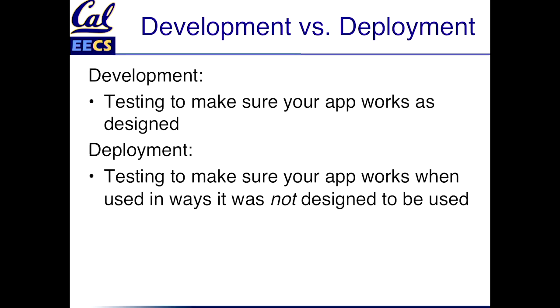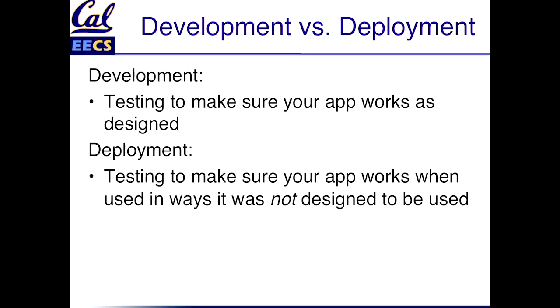So here's how I characterize development versus deployment. Development is the thing that you do to make sure that you've got an app that you have a design in mind, and you're going to test and build the app according to your design. And your tests are checking to see if the app behaves the way that you intend when you do certain actions to it. Deployment is about testing to make sure your app doesn't do something really bad when it's used the way it was not intended.